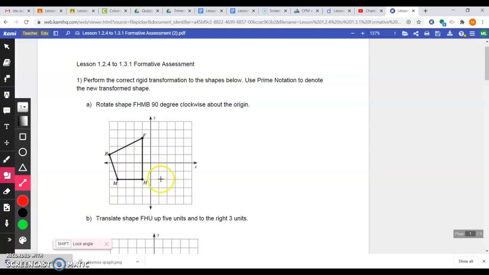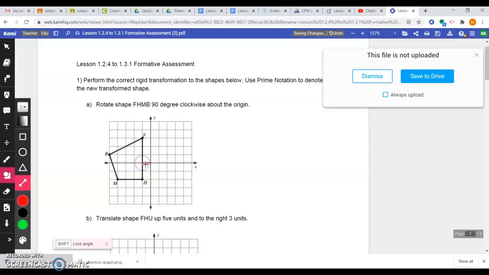All right, here is how to get started on question 1A in the formative, rotating a shape 90 degrees clockwise about that origin. I am just going to create little triangles to each point, starting with point F. So to get to point F, I start at the origin, and I have to go over 1, and I have to go up 1, 2, 3. Okay, and I create my triangle there.